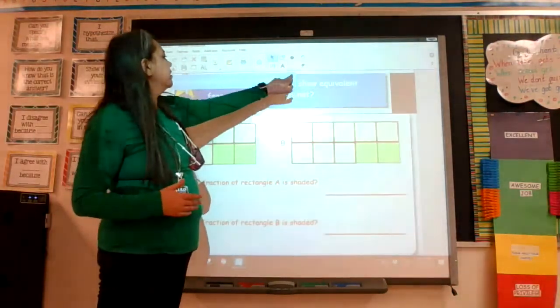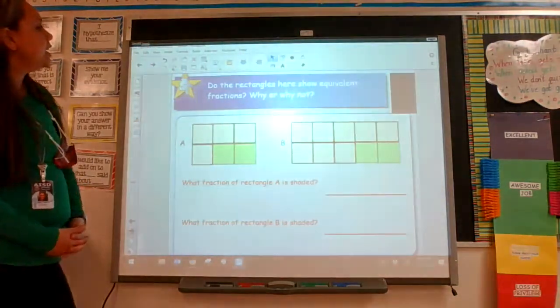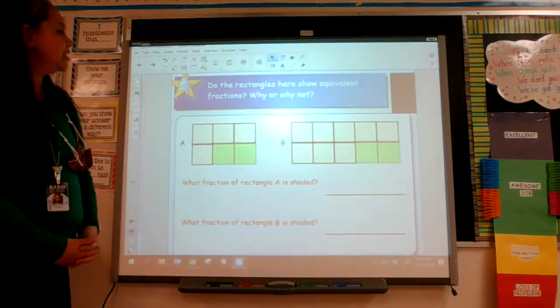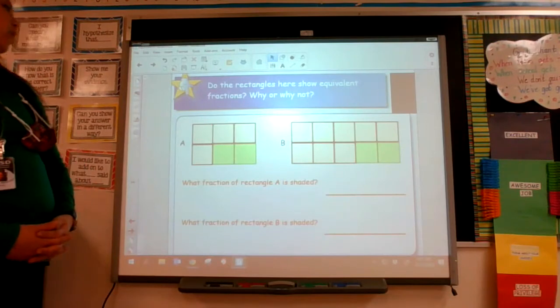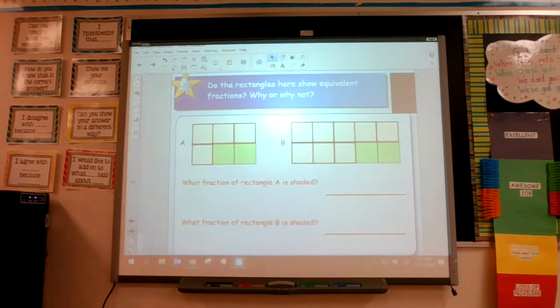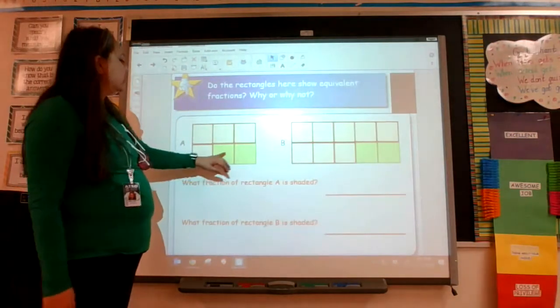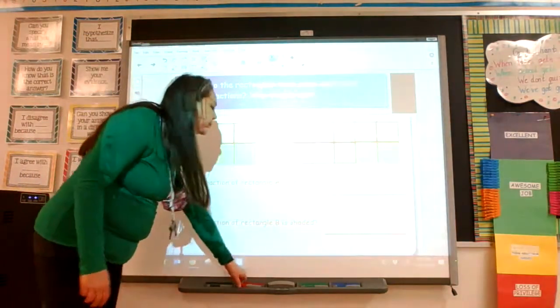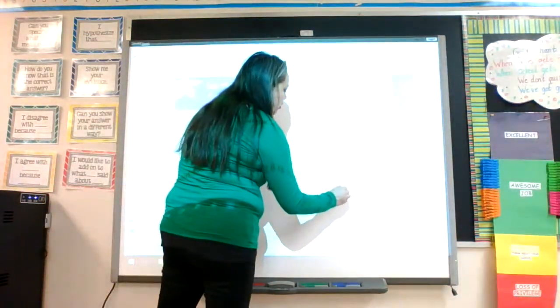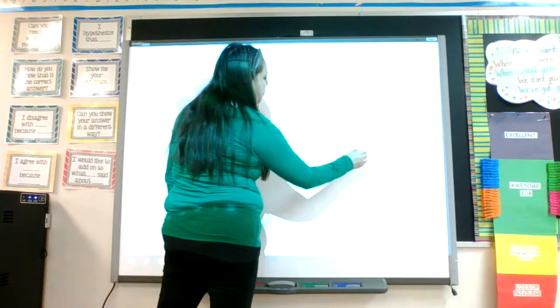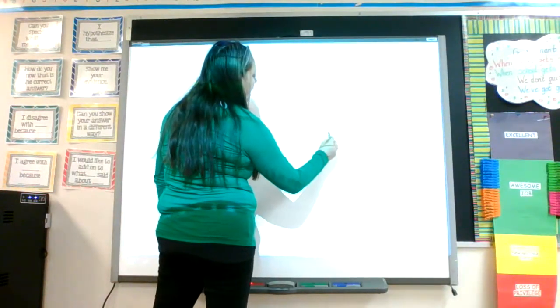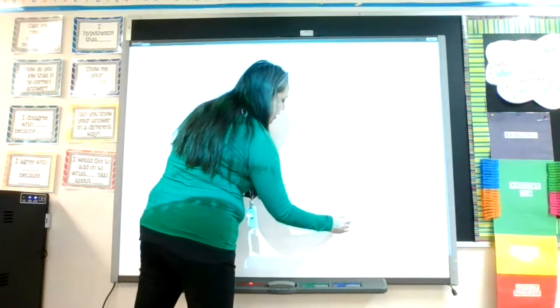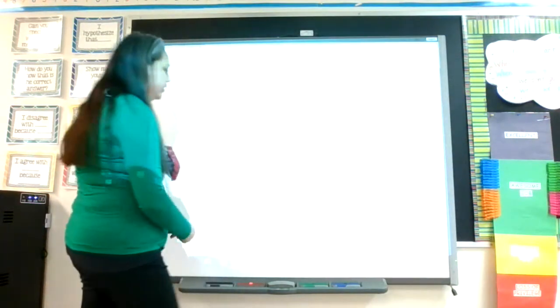I'm not sure why this keeps coming up, but do the rectangles here show equivalent fractions? Why or why not? So let's answer this. This is 2 pieces out of 6. So this fraction is 2/6. 1, 2, 3, 4, 5, 6, 7, 8, 9, 10, and 2 pieces are shaded out of 10.